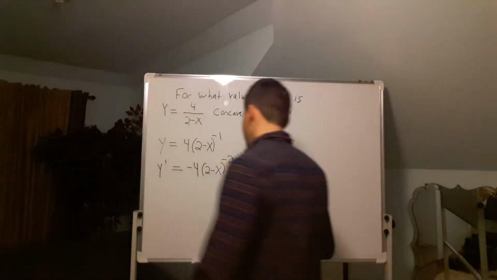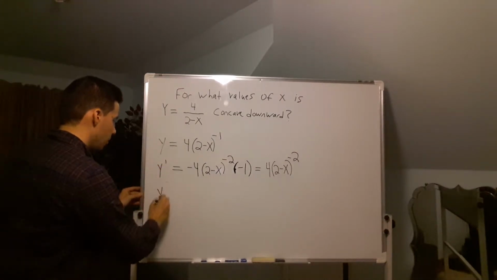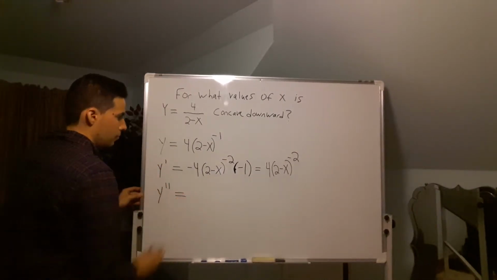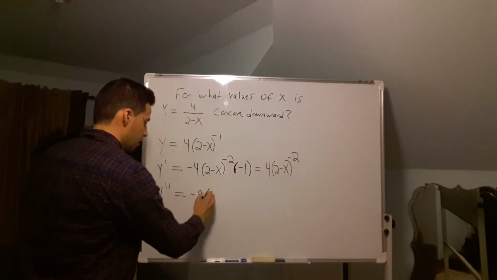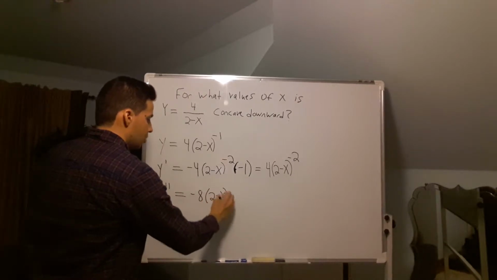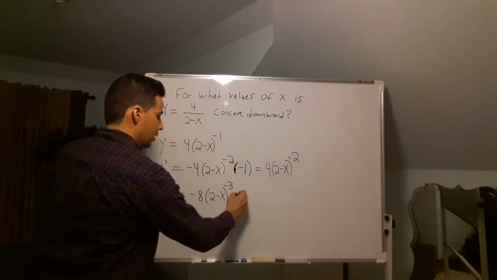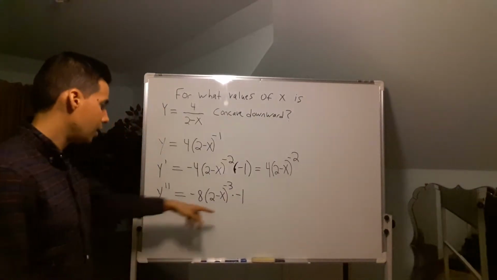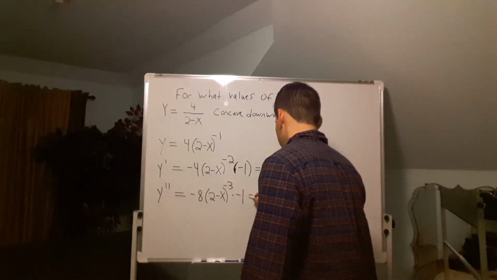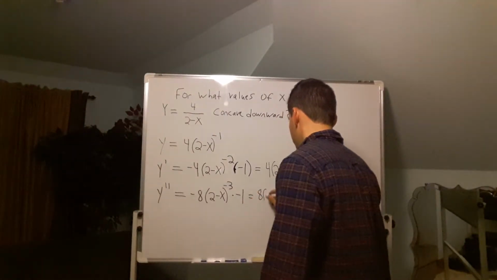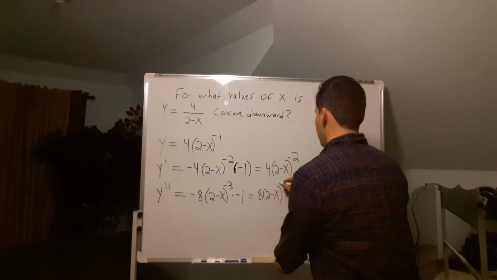Okay, and now let's take its second derivative. So now we're going to take the derivative of y prime, which will be y double prime. Okay, again we use the power rule. The negative 2 times the 4 will give us negative 8 times 2 minus x to the negative 3 power. And again, we're going to multiply it by negative 1. Okay, and the negative 1 times the negative 8 will give us positive 8 times 2 minus x to the negative 3 power.